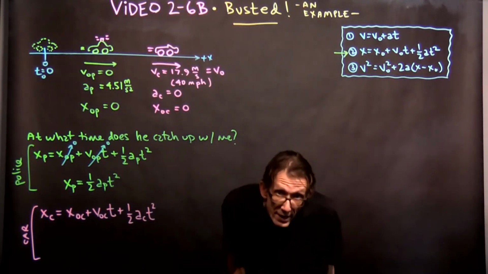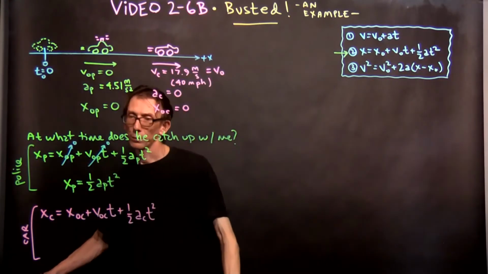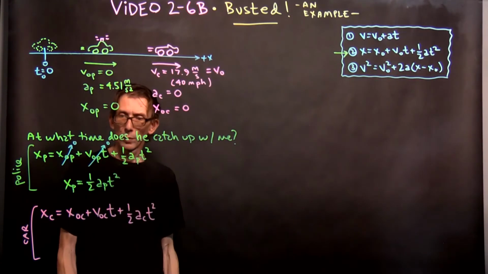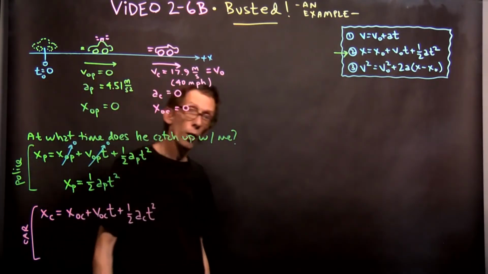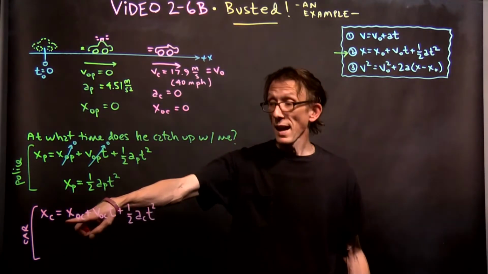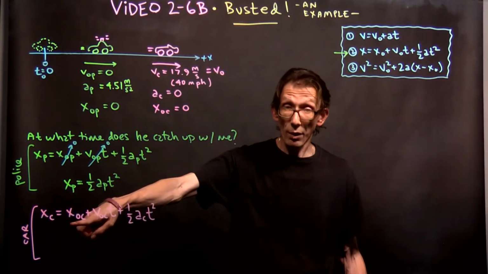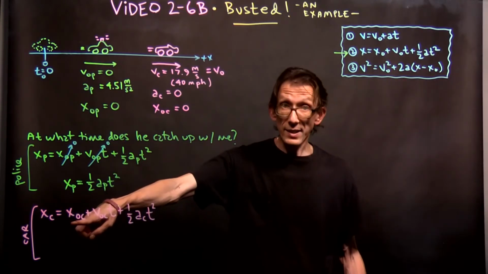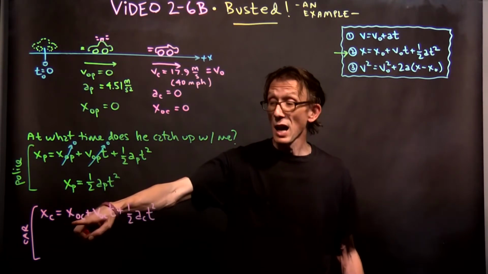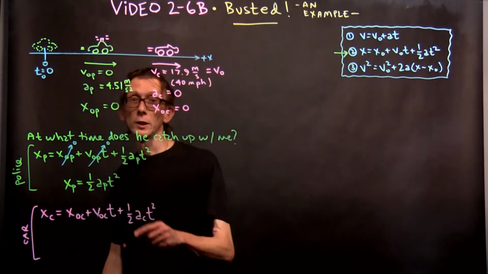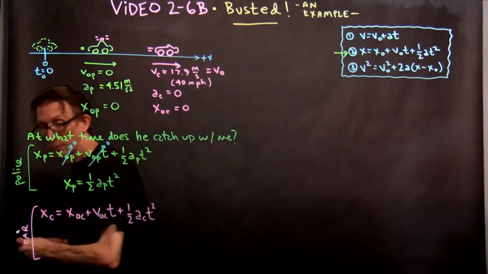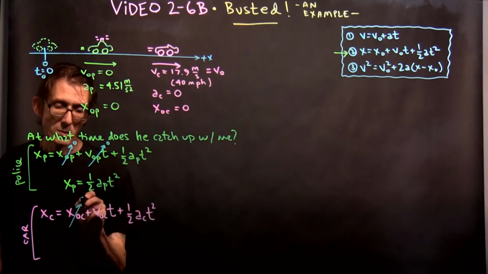Well, let's look at each one of these terms now and see what we get. What's the initial position of the car? Well, it's 0. The naught on the X naught means the X at time T equals 0. As I said in the previous video, the naught indicates T equals 0. So this X naught means the position at time T equals 0. Well, that was 0, as I have said right here. So that term is 0.